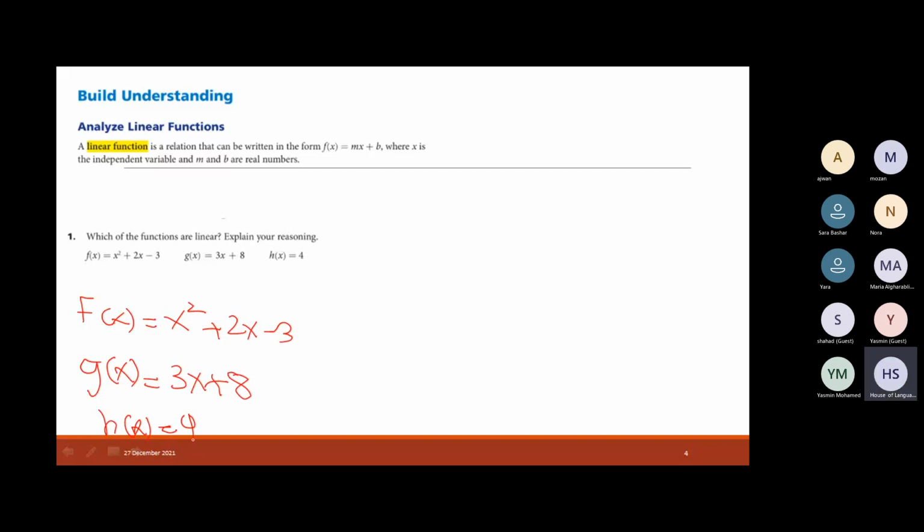Number 1, x squared plus 2x minus 3. Is it a linear function? No. Why not? Bravo. The power of x here is 2. I told you that the power must be 1. Here it's x squared. So is it a linear function? No, it could be a quadratic function. Later on we'll talk about it. But it's not linear.